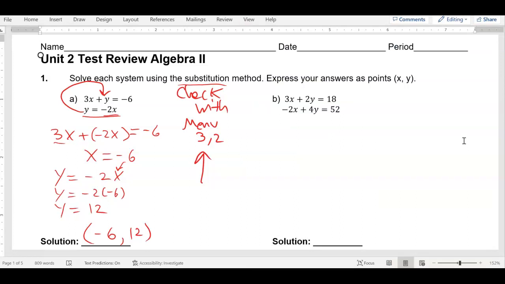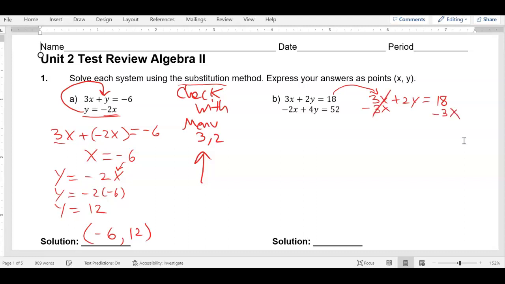Now, B is going to be a little bit harder because neither of these equations are solved for y. So let's go ahead and solve one of these for y. I'm going to take this one, 3x plus 2y equals 18. To solve for y, I need to get rid of this positive 3x, so I'm going to subtract 3x on this side and on this side.